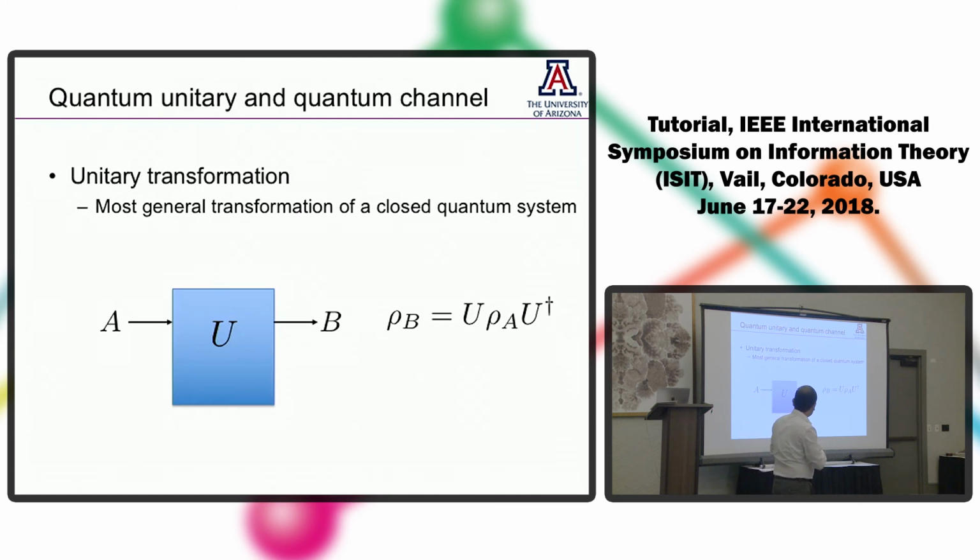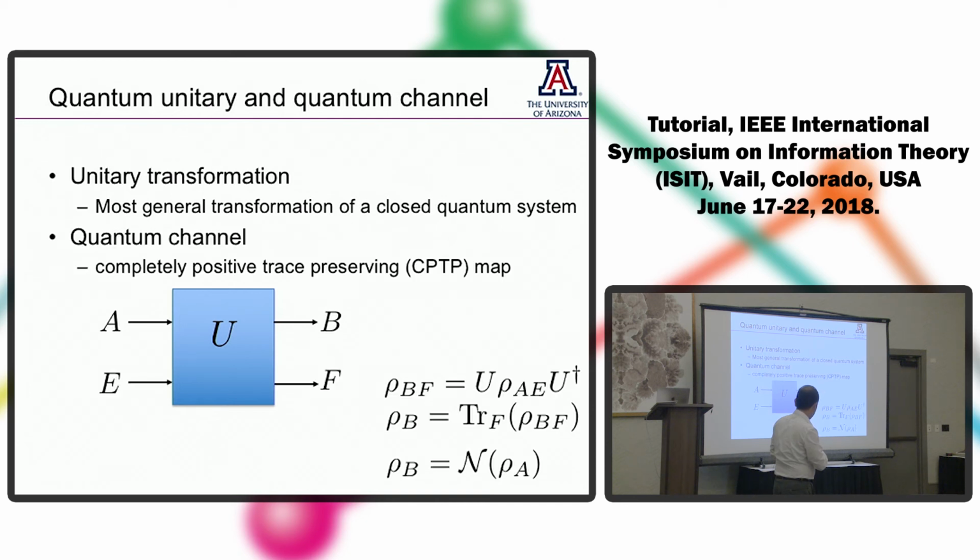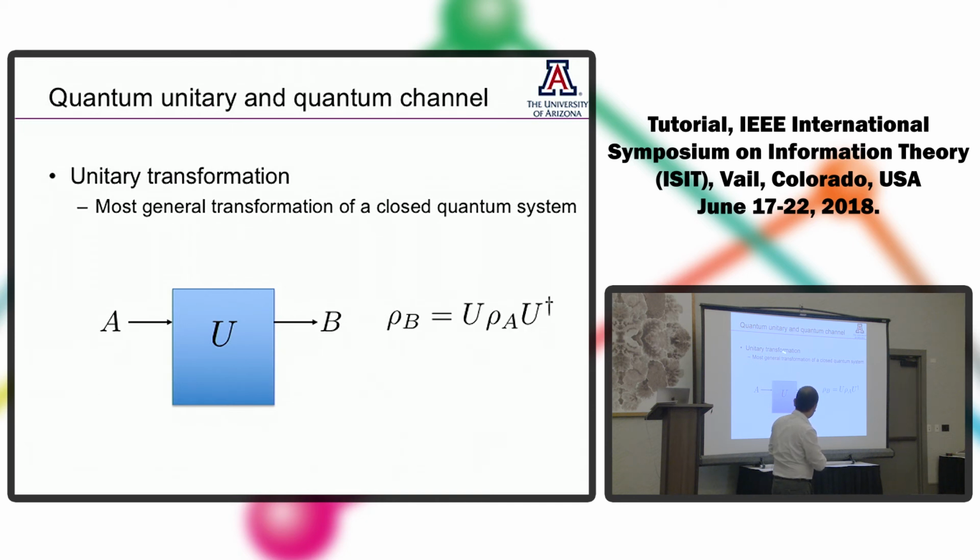Now, transforming quantum systems: the most general transformation of a closed quantum system is a unitary transformation. So I take a quantum system A to a quantum system B. Rho B is U rho A U dagger, where U is a unitary matrix. Now, if rho A is in a pure state, then the output is also a pure state, which is just U applied on the pure state psi. But if it is a density operator, a mixed state, then this is the most general form of the output.